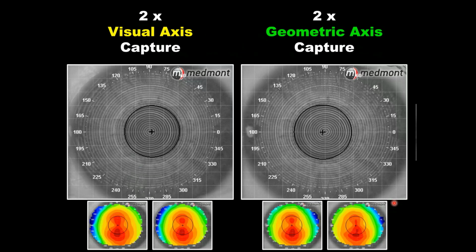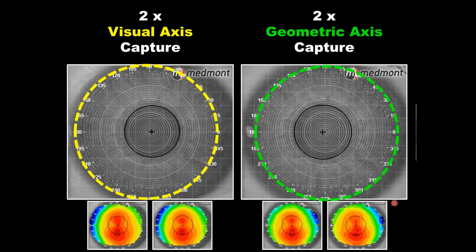So first is your 2 captures on the visual axis. And of course, the visual axis is the patient's line of sight, and that gives us an understanding of what the patient is actually looking through in terms of corneal power. Where is their fixation point and the distribution within the pupil from that center point. The geometric capture is where we're going to center the placido reflection to the geometric axis of the eye, not the visual axis. And we'll explain why in a second.